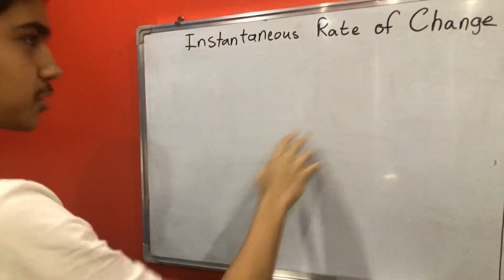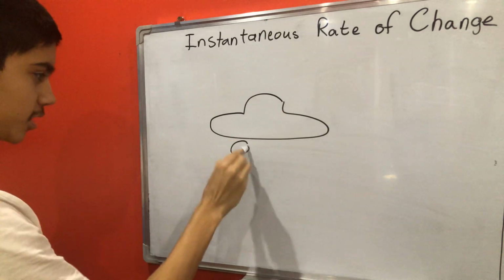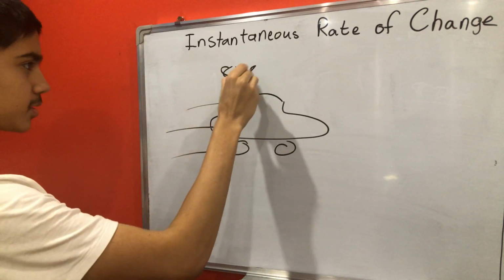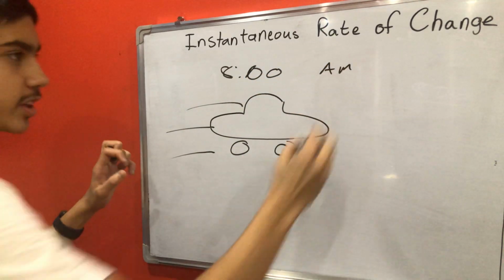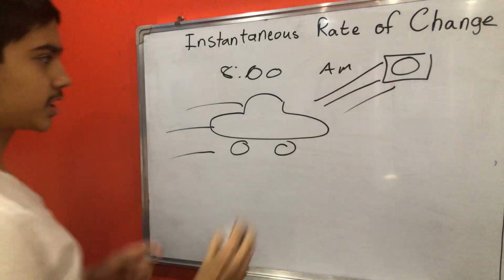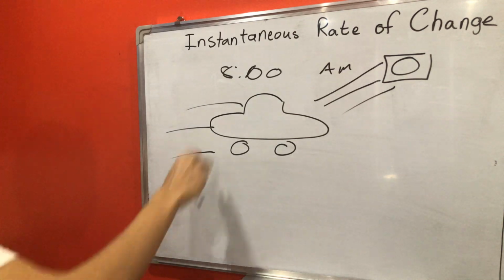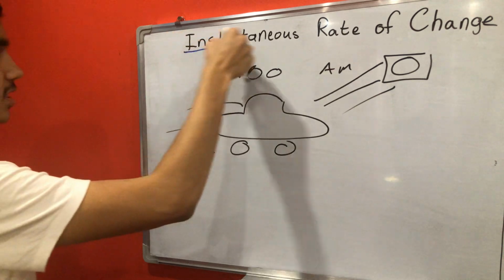What instantaneous rate of change is, so let's say we have a car, right? And so let's say it's traveling at exactly 8 a.m. So we want to see, like if we have a camera here, at what time exactly at 8 a.m., how fast was the car traveling exactly, not 1 second more, not 1 second less. So this is what is known as instantaneous.